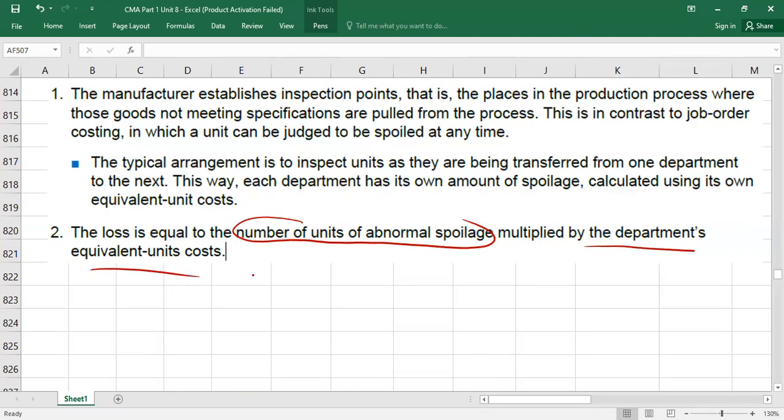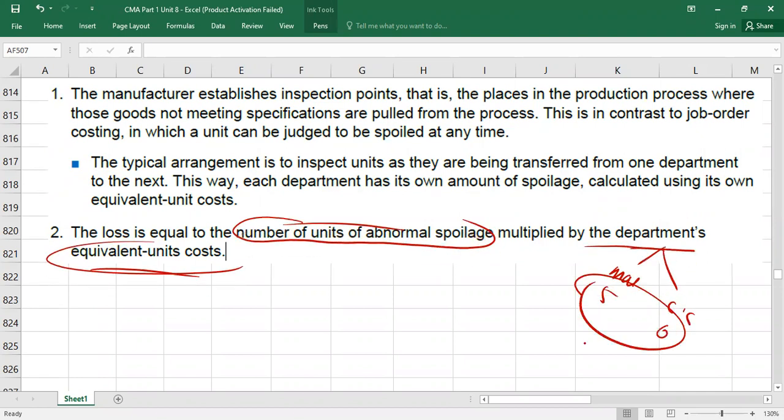Department's equivalent unit cost. I told you, right? How to get equivalent unit cost? Material and conversion, you can add both and multiply with what? For example, first identify how many abnormal units there are. Then multiply with department's equivalent unit cost, because every department can calculate equivalent cost by using FIFO or weighted average. You can apply it department-wise also. So they will tell you, for example, in a department we have a material equivalent cost of $5, conversion equivalent cost $6. Total will become how much? 11. I can multiply with number of units of abnormal spoilage. I will get the value of abnormal spoilage.